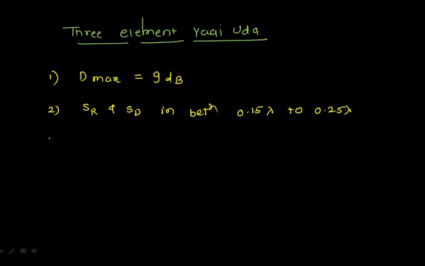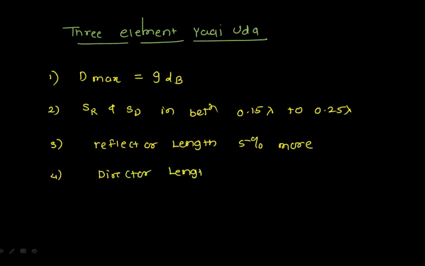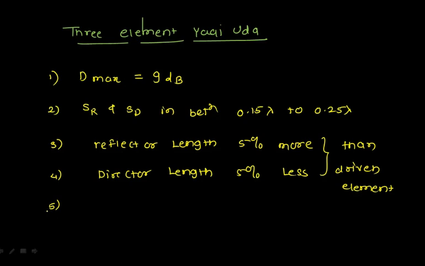Now the third observation about this Yagi-Uda antenna: your reflector length is 5% more than your half wave dipole, and your director length is 5% less than the driven element. So you keep this kind of structure, with lengths 5% more and 5% less. This is the driven element, and this is the length at resonance. Length at resonance means lambda by 2.